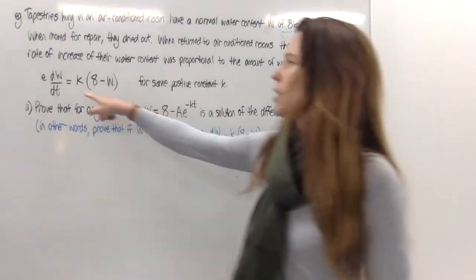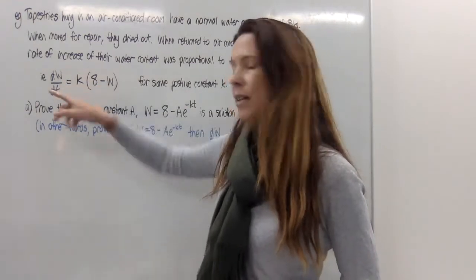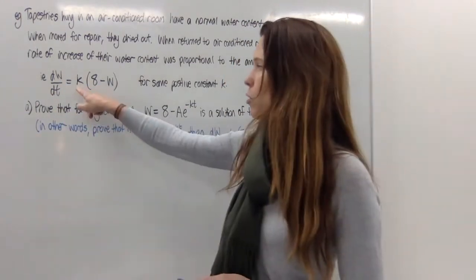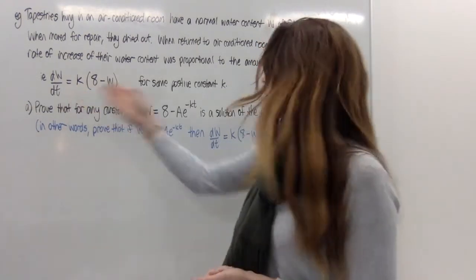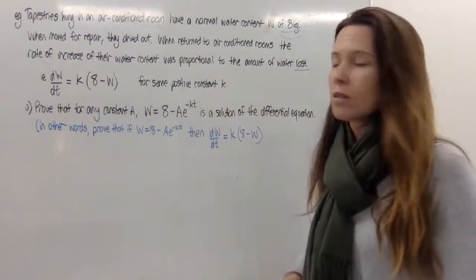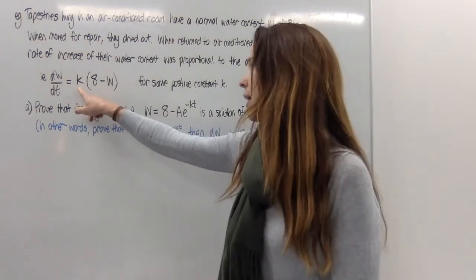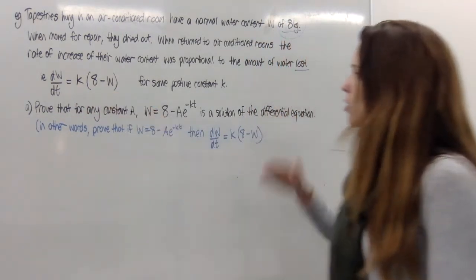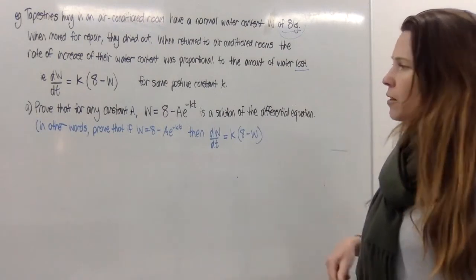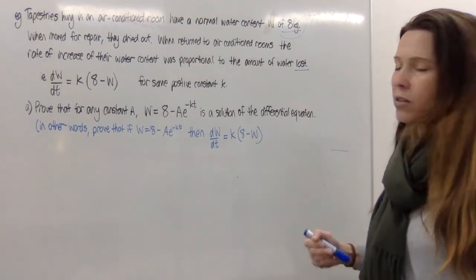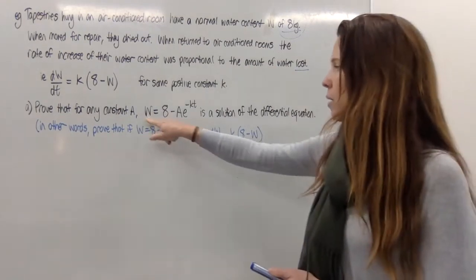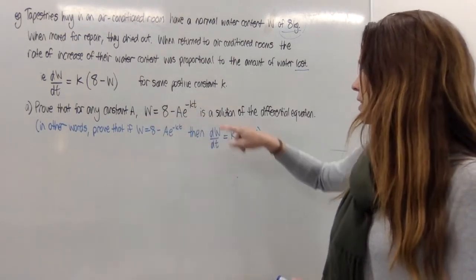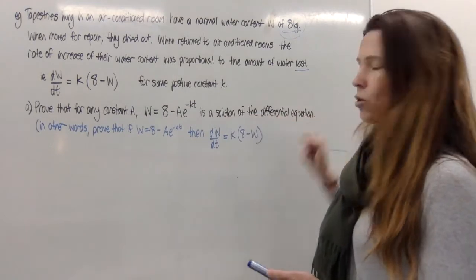And so we're shown here that dW/dt, in other words, the rate of change of their water content, is proportional. In other words, it's k, where k is some constant of proportionality, multiplied by 8 minus W. Okay, so we're given that. Now, the first part of the question says, prove that for any constant A, W equals 8 minus A e to the minus kt is a solution of the differential equation.